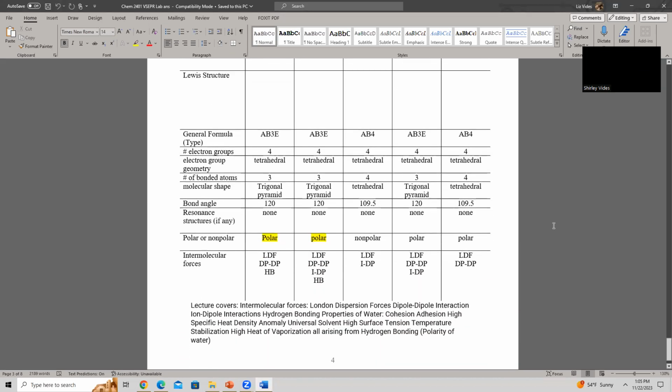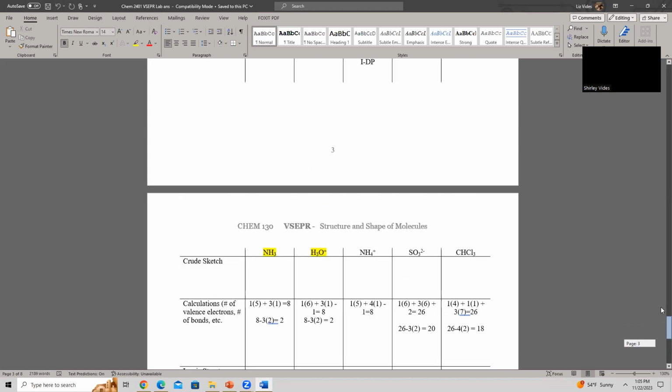And this is just showing you what this lecture is going to cover. So the last thing we're going to look at is the properties of water after we do this, because now we understand more about water, because we know water is polar and it has hydrogen bonding.